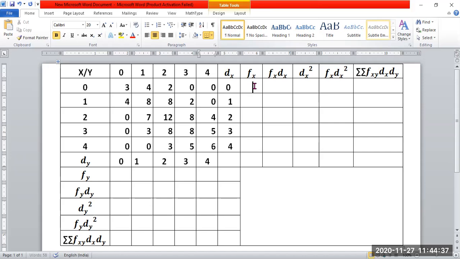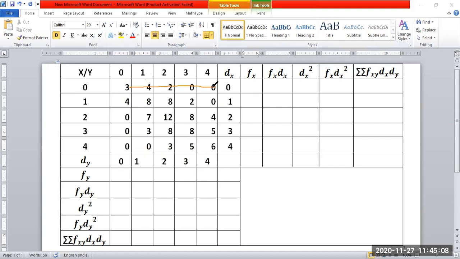What is fx? fx is nothing but the total, so we need to total it. Which total? This way. This total, this total, this total, this total, and this total. You have to write them in the fx column. Similarly for the columns, this way you have to add, and that should be fy. That is fy and fx.